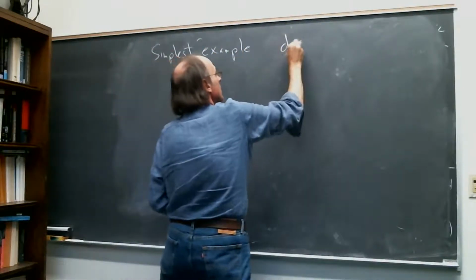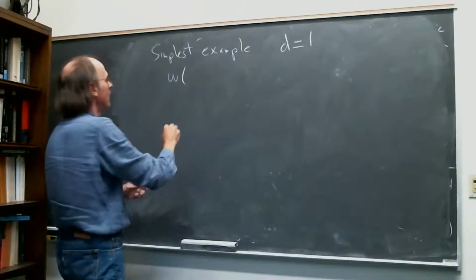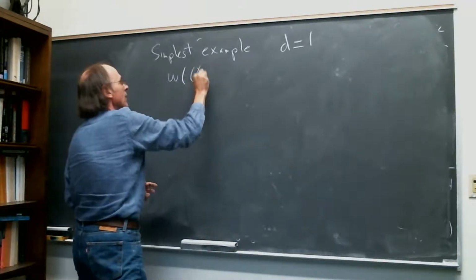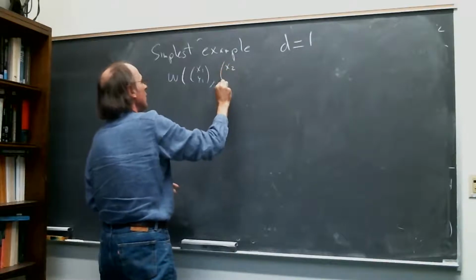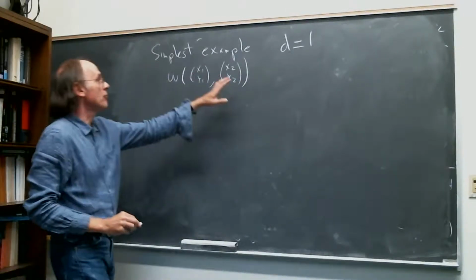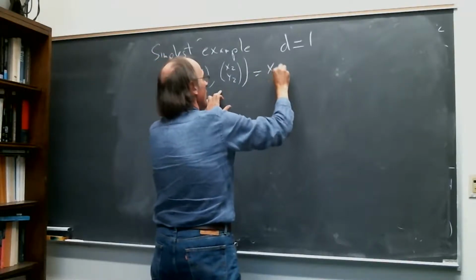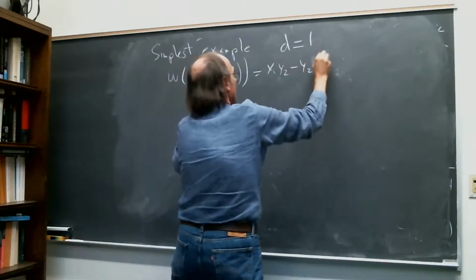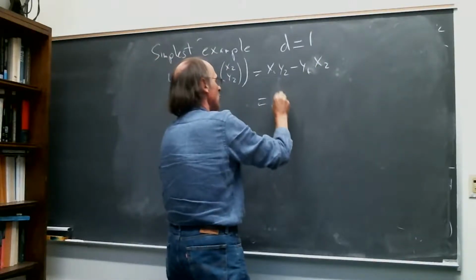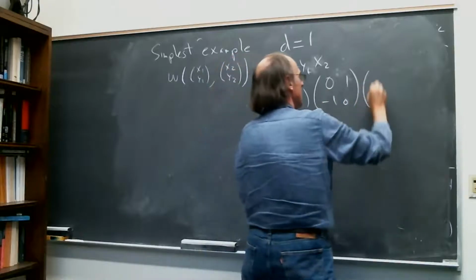It's basically D is equal to 1. And so then omega, if you feed it a vector, something with coordinates x1, y1, and coordinates x2, y2, then you get x1 y2 minus y1 x2, which you can write as (x1, y1) times the matrix (0, 1, minus 1, 0) times (x2, y2).